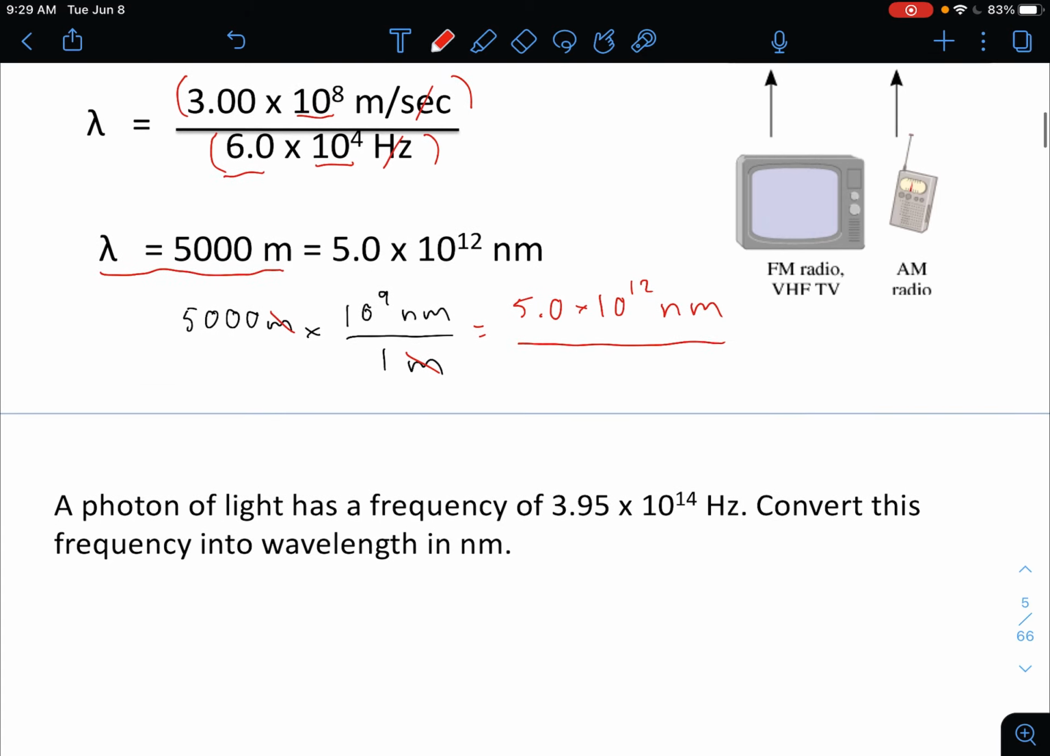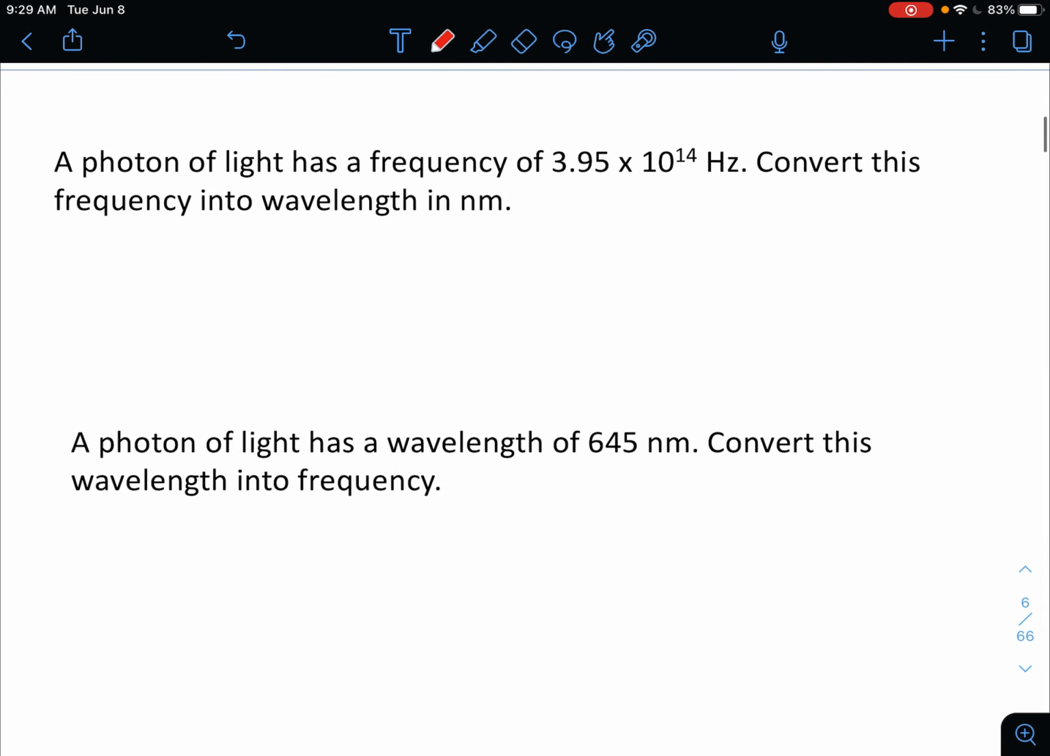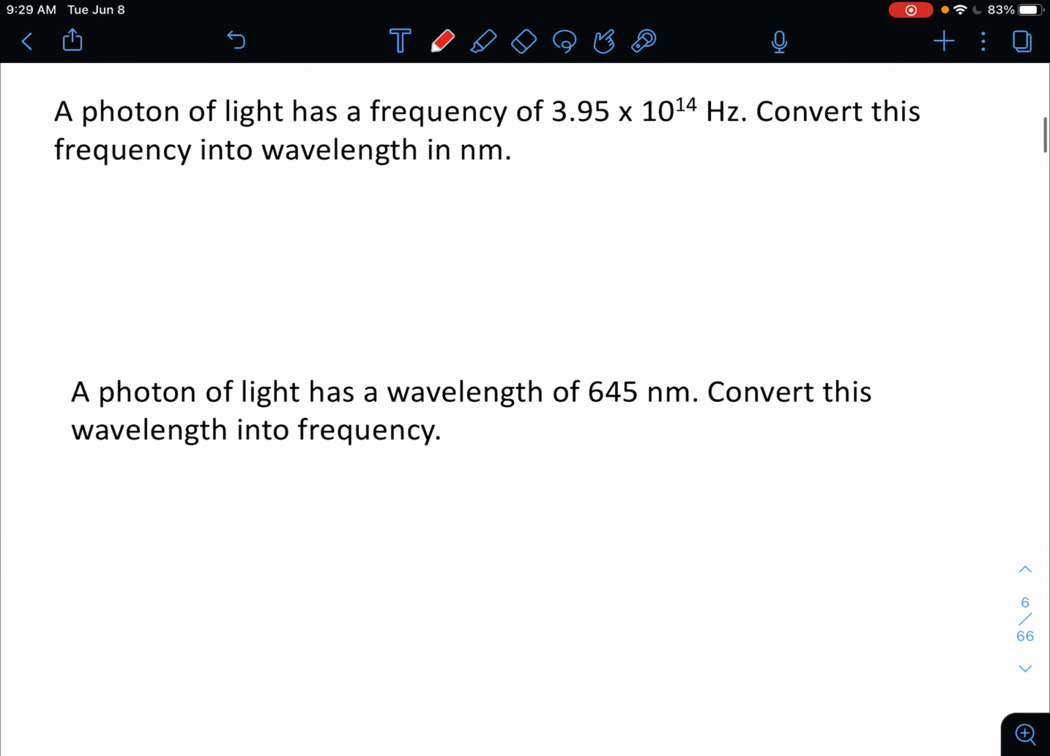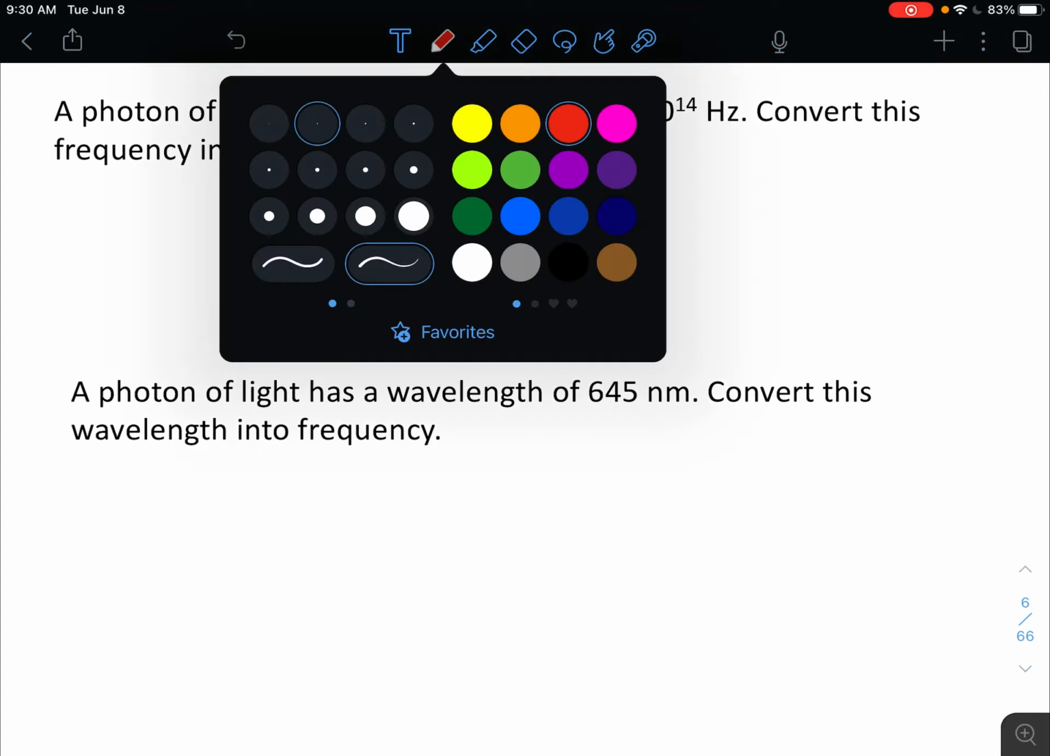All right, so then the usual story, right? Now that we've seen one, I've got a few for you to practice on. So one is identical, right? Going from frequency to wavelength in nanometers. The other one's the opposite, going from nanometer wavelength to frequency. The units for frequency are always going to be seconds to the -1 or hertz. So per usual, pause it if you want, work these out on your own, or we'll just keep going.